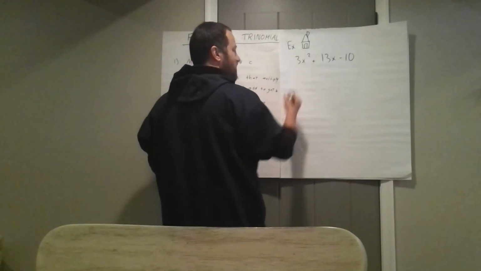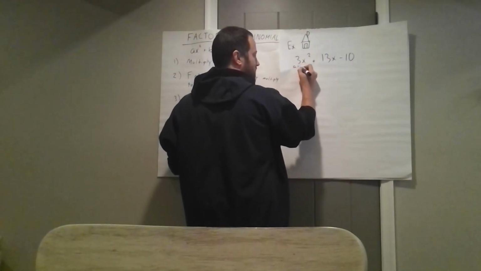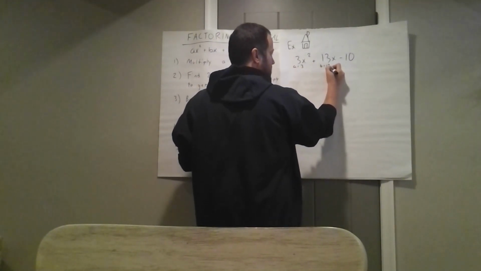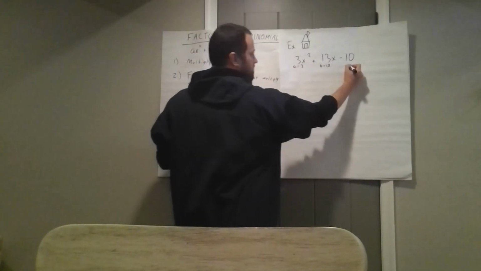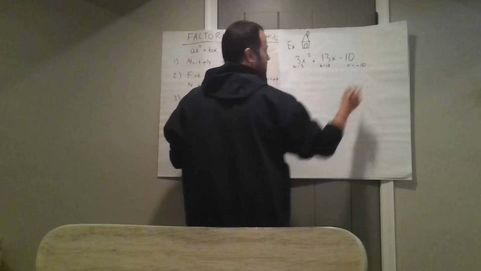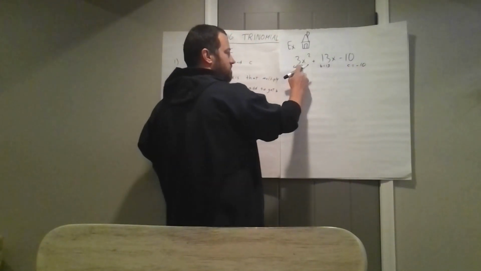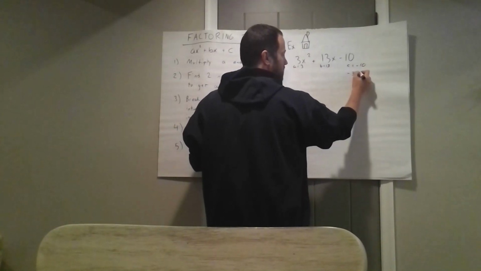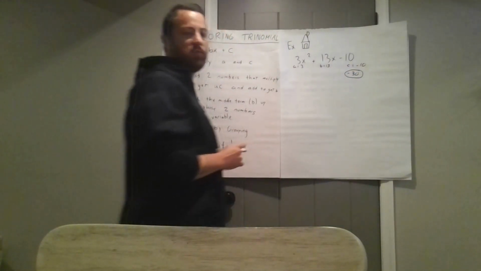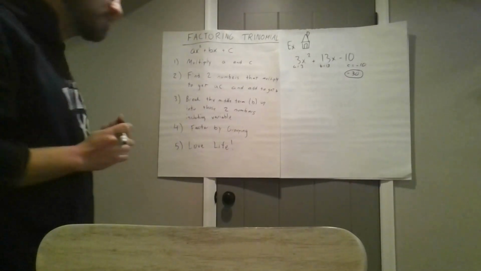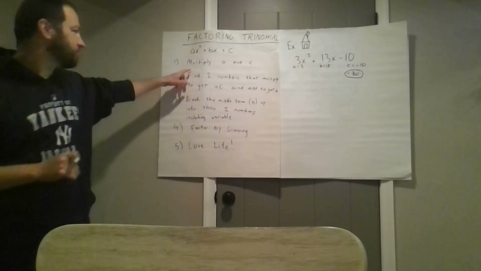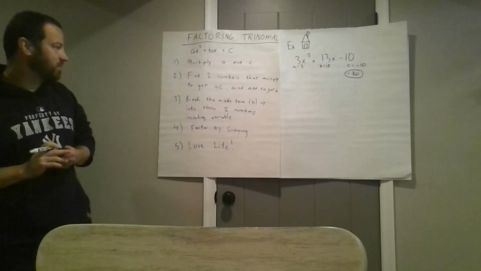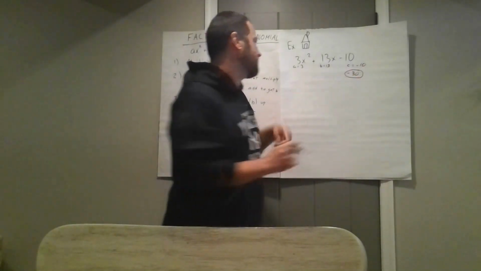First step, multiply A and C. If you want to write out what A, B, and C are first, that's sometimes nice. A is 3, B is 13, C is negative 10. We're going to multiply A times C, which gives me negative 30. All right, hopefully you understood the last lesson when we were dealing with the negatives. Now we need to find two numbers that multiply to get that negative 30.